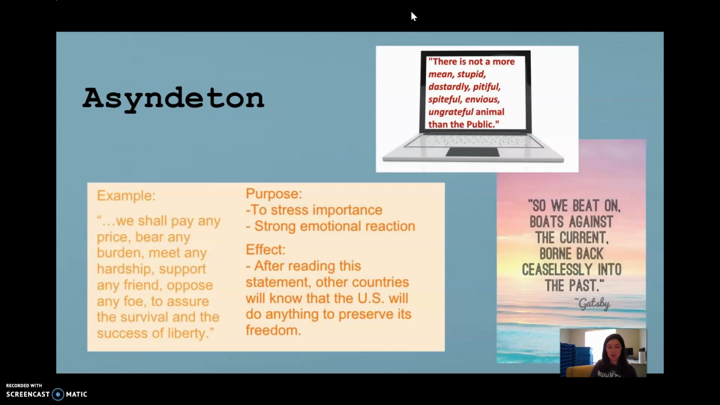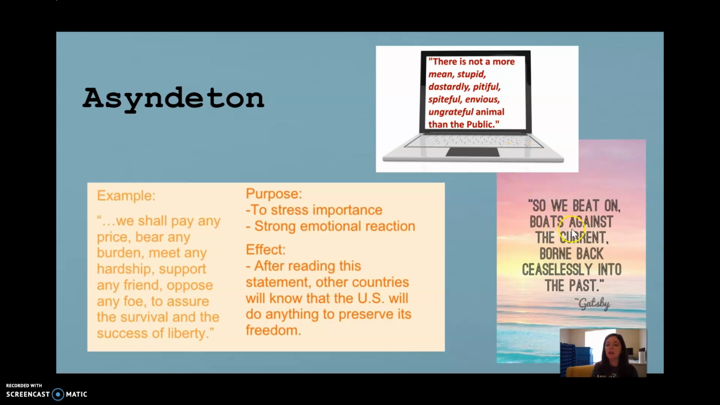Asyndeton, we've talked about this one before in our previous videos. So asyndeton is when you leave out your conjunctions. "There is not a more mean, stupid, dastardly, pitiful, spiteful, envious, ungrateful animal than the public." Ouch. So the purpose of this is when you use asyndeton, it builds things really quickly. So it can develop intensity. It can also develop a really beautiful flow.